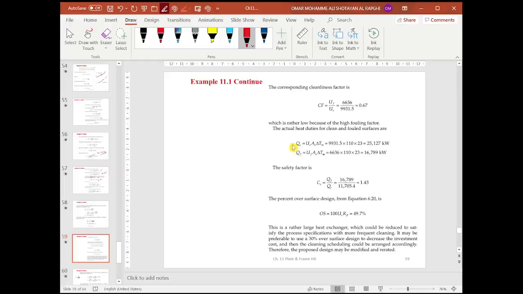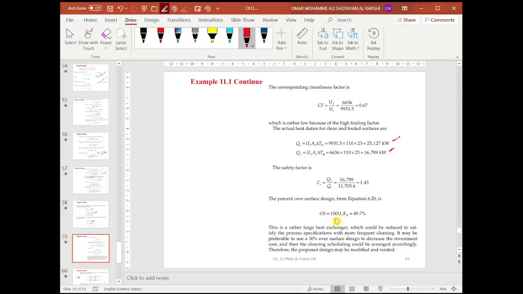You also calculate the QC and Q fouled utilizing U value that has been calculated, and you find that this is the Q clean and this is Q fouled. He divided this Q fouled divided by Q required in the problem itself, at the beginning of the example, you find that the Q found using the calculation, which is the actual value, divided by required value is 1.43, which means that actually you are getting heat more than what is required.